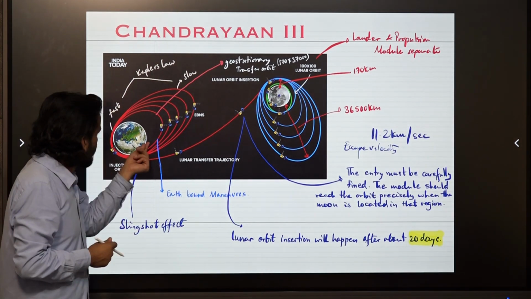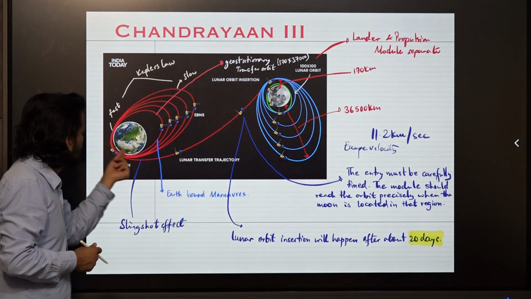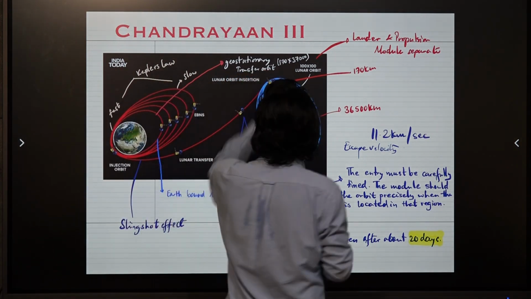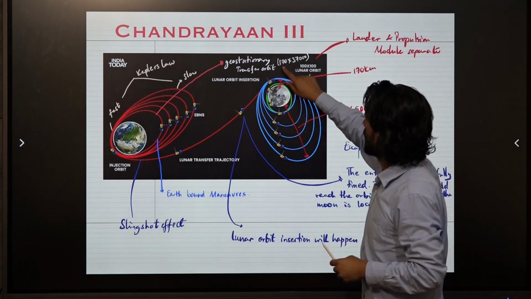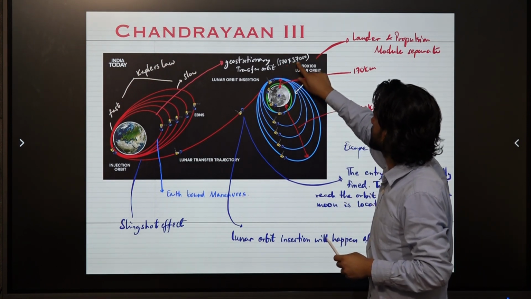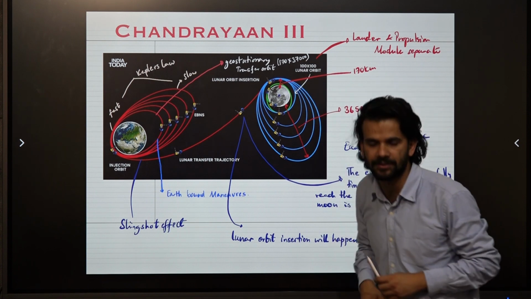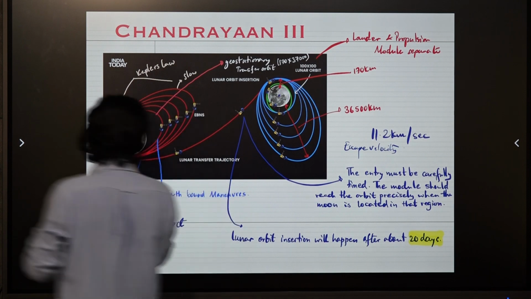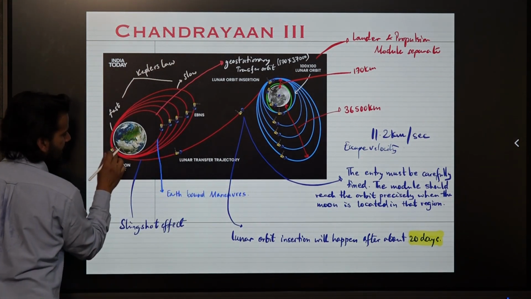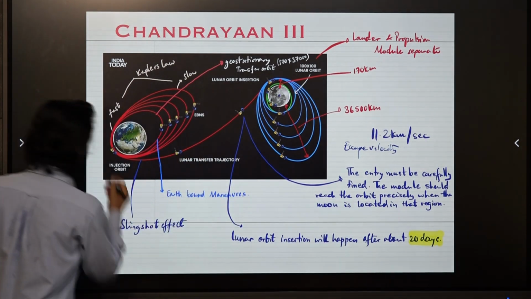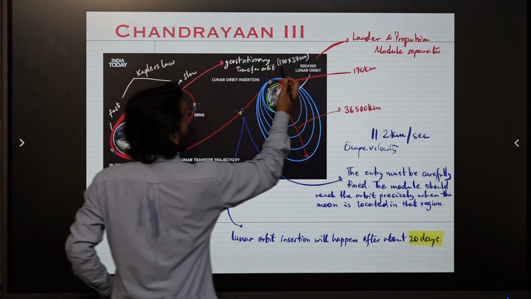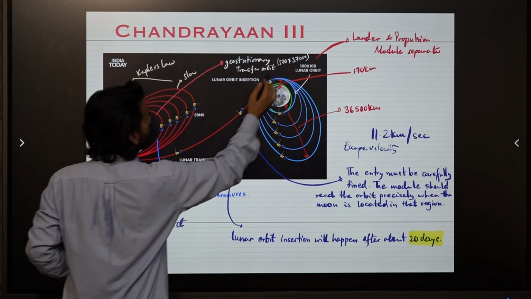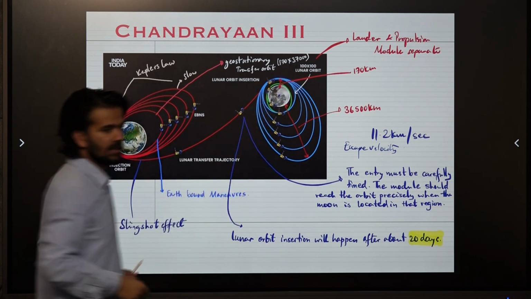But anyways, what happens is it reaches an orbit called the geostationary transfer orbit, which is 170 by 37,000 kilometers. That is to say, the nearest point of the orbit here will be 170 kilometers, and the farthest point here will be how much? 37,000 kilometers.